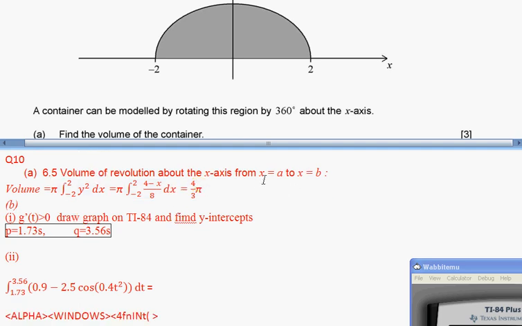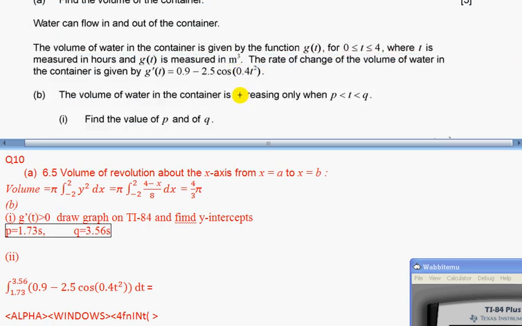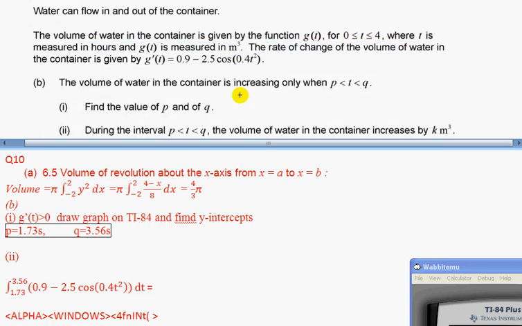The water can flow in and out of the container. The volume of the water in the container is given by the function g(t), where t is measured in hours and g(t) is measured in cubic meters. The rate of change of the volume of water in the container is given. So g prime of t can be positive, negative, and tells us how much in seconds the volume changes by this formula.